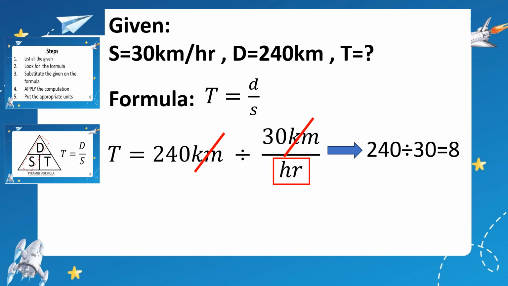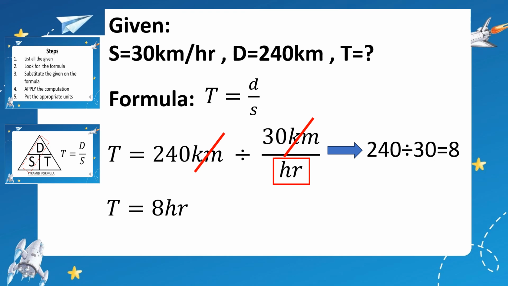And copy the remaining units in our computation. So our answer on math problem number 2 will be: the time is 8 hours. So we're just going to divide 240 by 30 and cancel the same or similar units and just copy the remaining unit, which is hour.